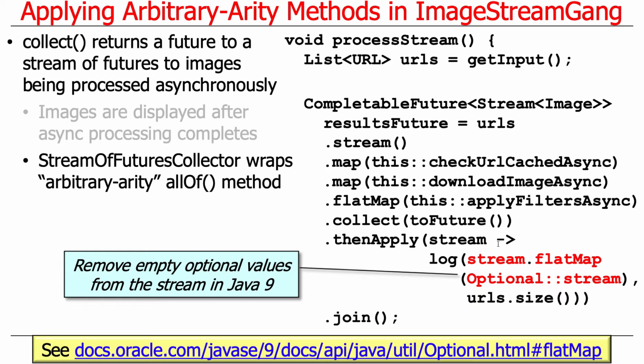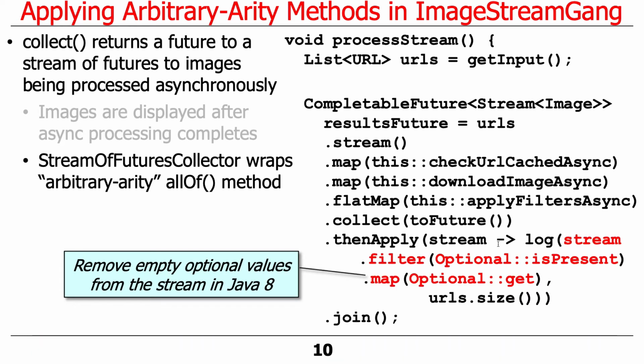So if you have Java 9, you can say stream.flatMap(Optional::stream). And that will create a stream of elements that ignores empty optionals. So recall, if something had been cached earlier, we had empty optionals that were traversing and trickling down through all the different intermediate operations in that pipeline. And now we're just going to get rid of them by saying stream.flatMap(Optional::stream), and it gets rid of anything that's empty.